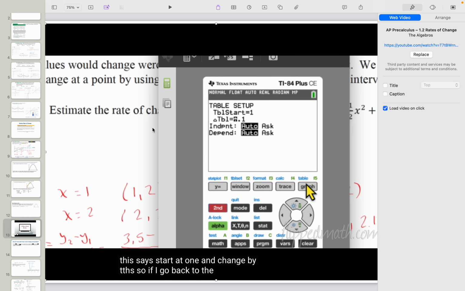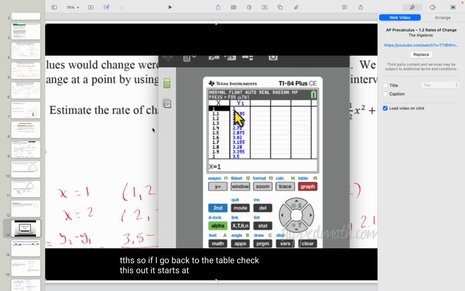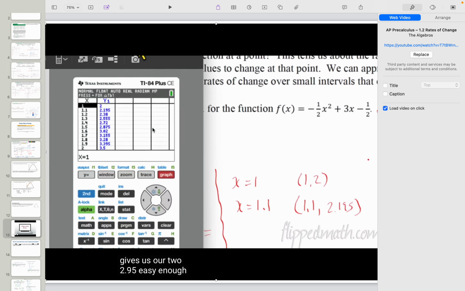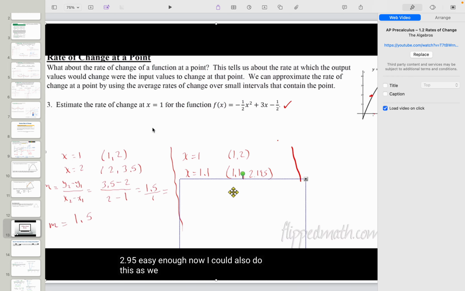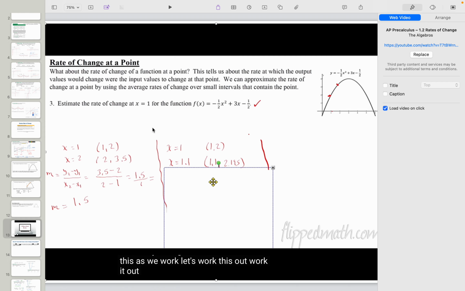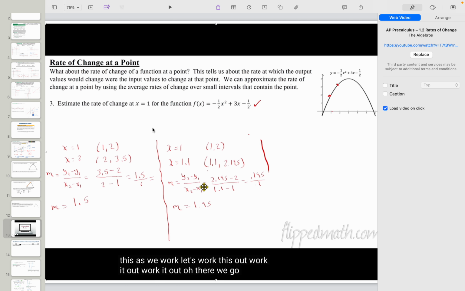So if I go back to the table, check this out. It starts at 1 and it's changing by tenths, the input value. So that gives us our 2.195. Easy enough. Now, I could also do this as we work. Let's work this out. Oh, there we go. Plug it all in. We get a slope of 1.95.